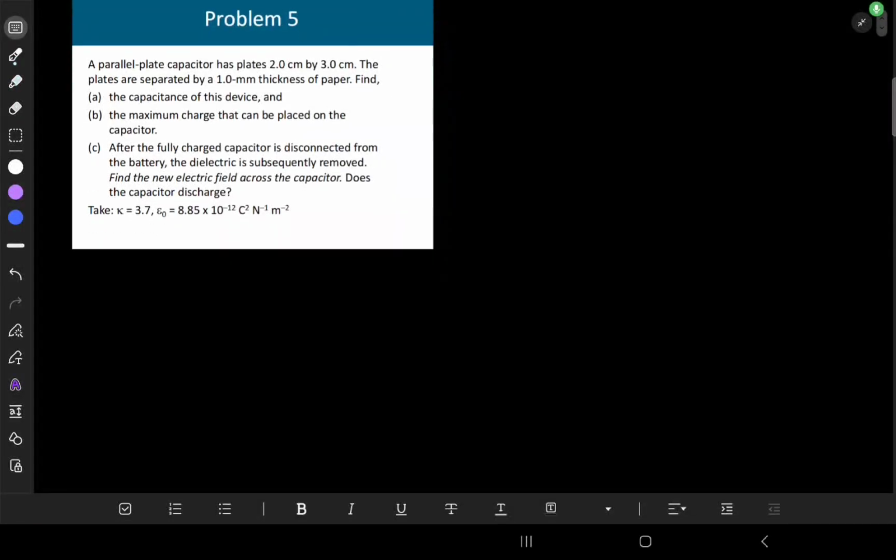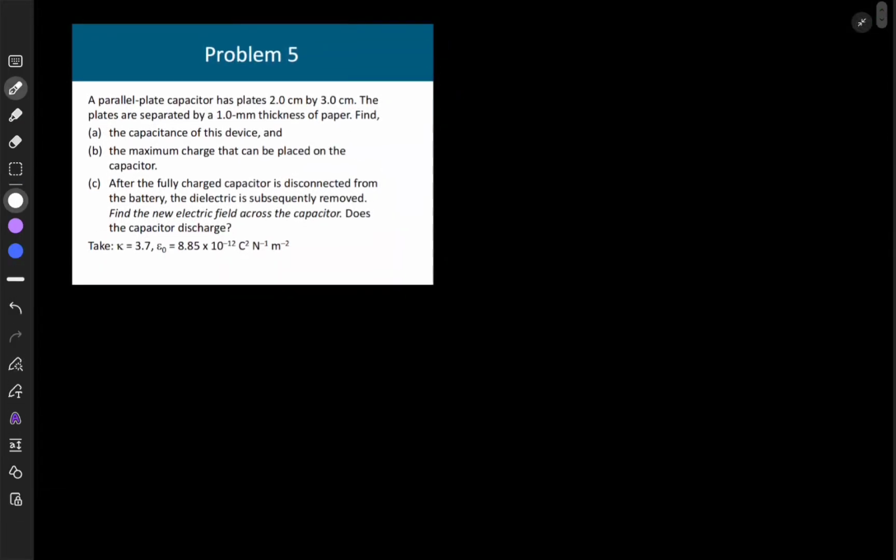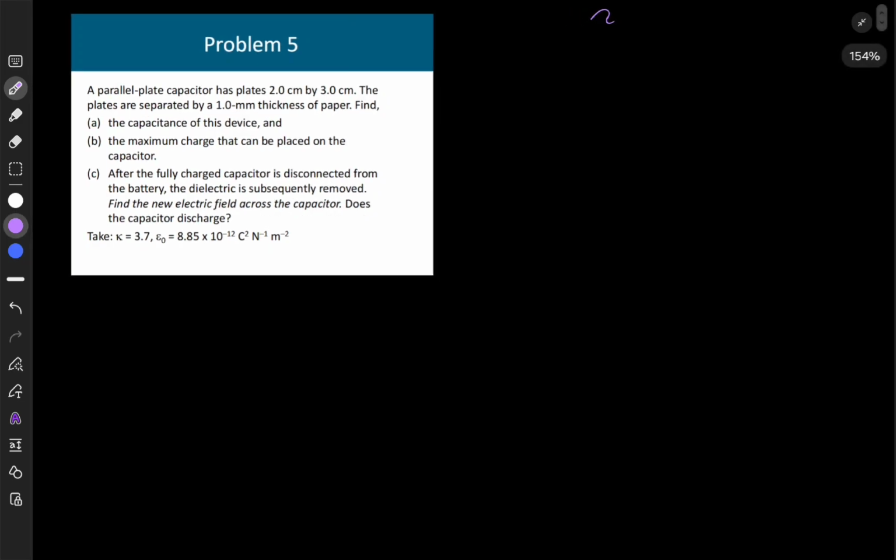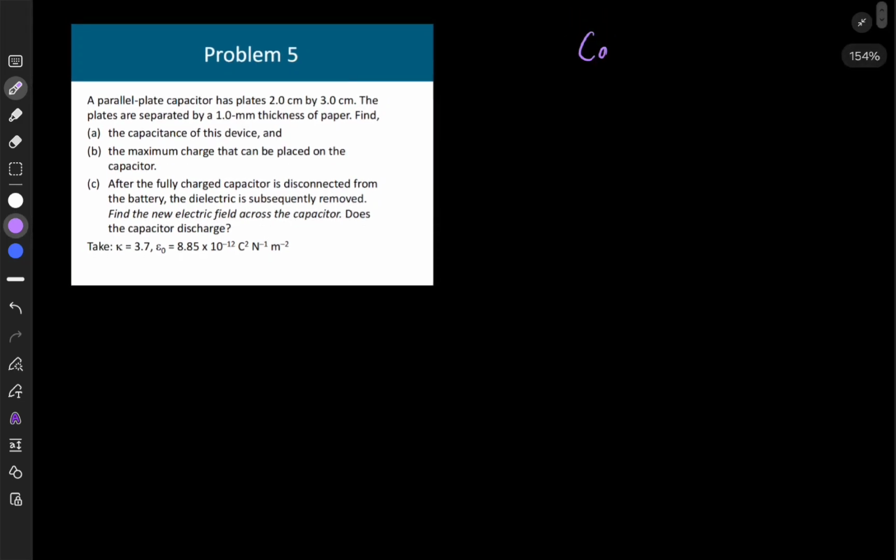Okay, so let's say you meet this question in a test, problem 5. It says a parallel plate capacitor has blah, blah, blah. The plates are separated. The moment you see it's about capacitance, you go to your capacitance formulas. Now I'm going to remind you, you need to be good at this. I know you are now probably good at it.